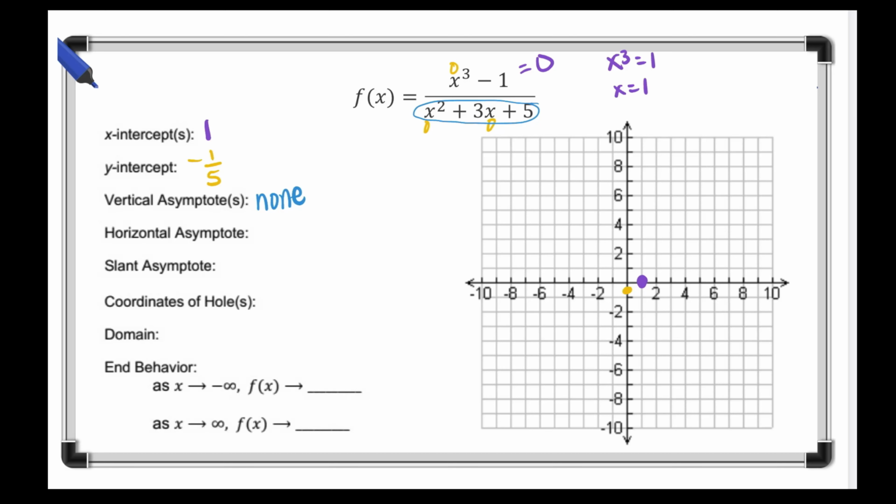All right, horizontal asymptote, I look at a 3 and a 2, so it is top heavy. So there is none, right? When you reach the top, there's nowhere else for you to go. So there's no horizontal asymptote.